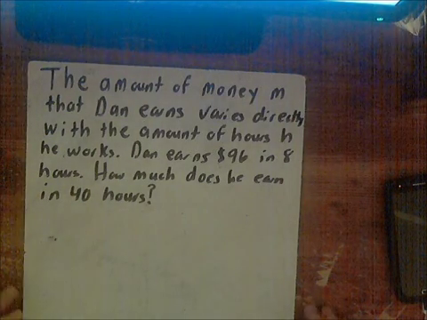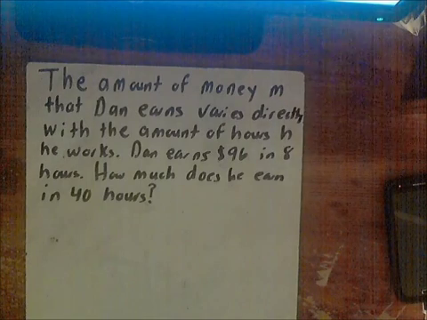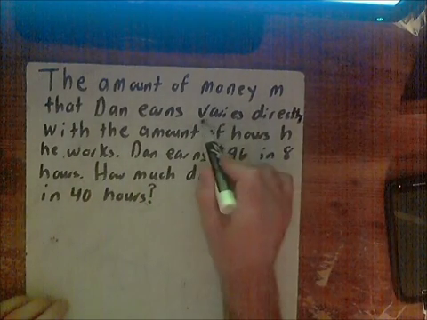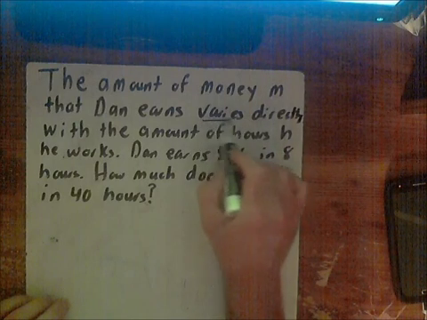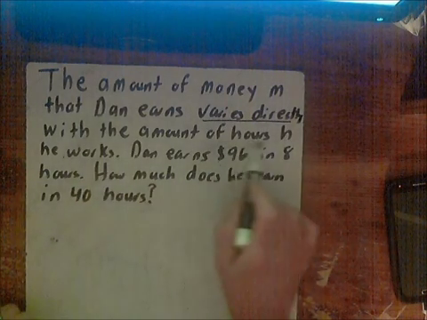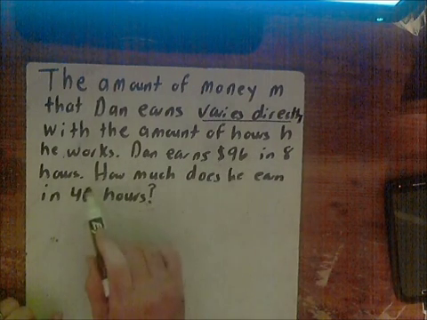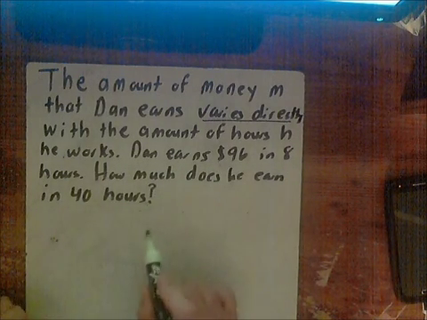Okay, here's an example of direct variation here. It says the amount of money M that Dan earns varies directly with the amount of hours H he works. Dan earns $96 in 8 hours. How much does he earn in 40 hours?